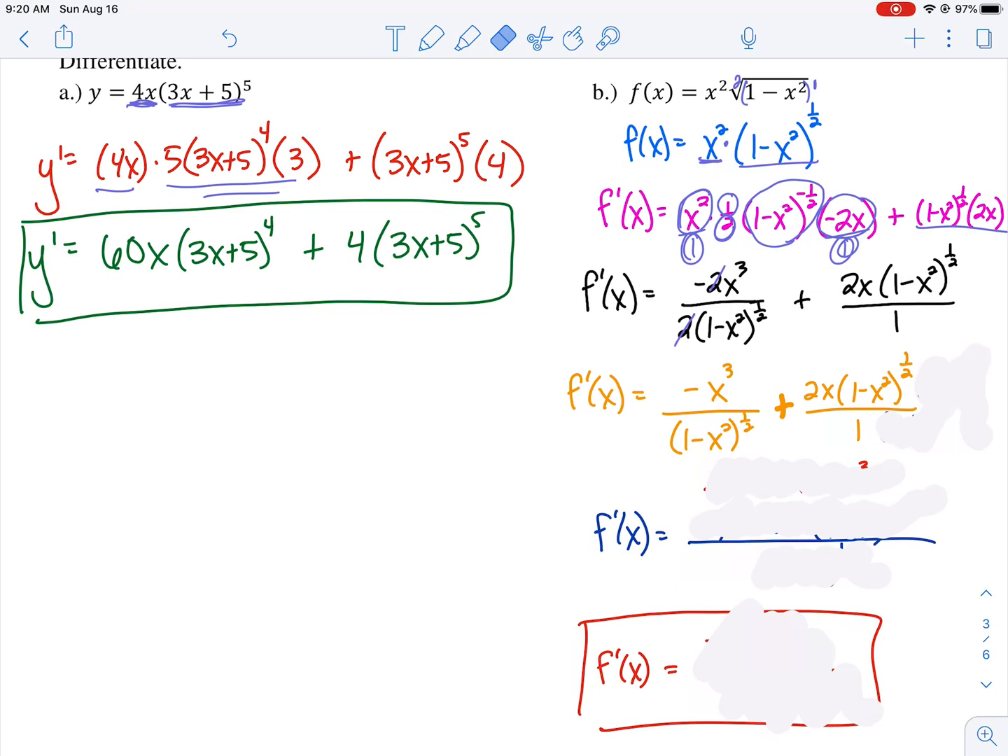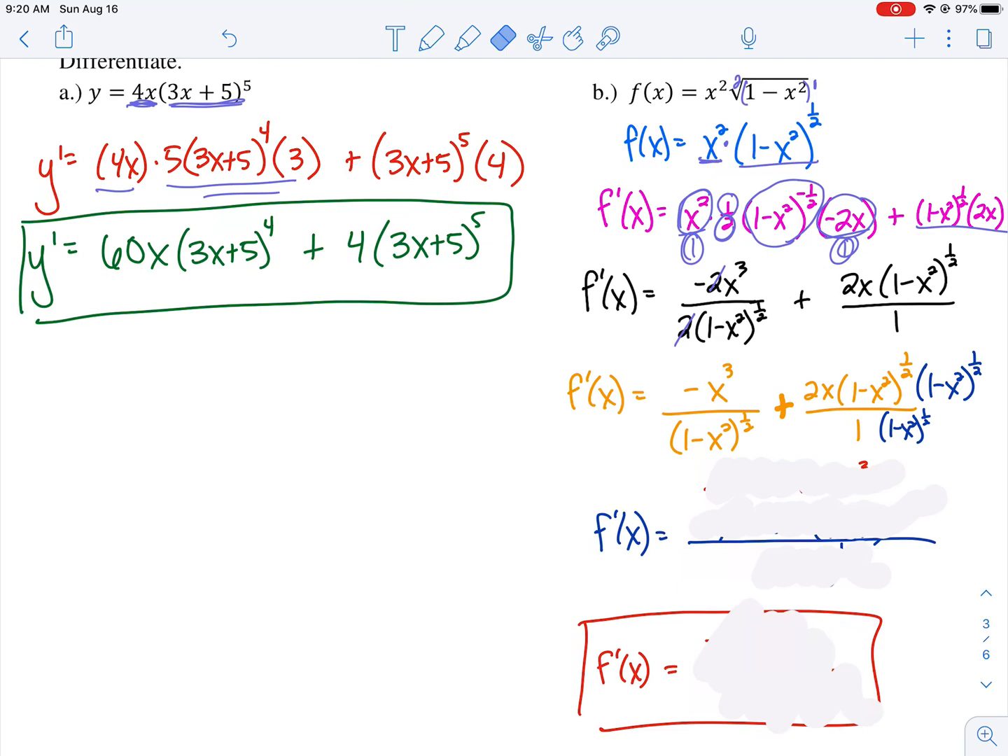If you notice though, the second fraction only has a denominator of 1 and it needs a common denominator, just like the first fraction has a denominator. So the first fraction has the quantity 1 minus x squared to the 1/2, but the second fraction doesn't. So I'm going to multiply both the top and the bottom by that 1 minus x squared to the 1/2 so that both denominators are the same, so that we have a common denominator.